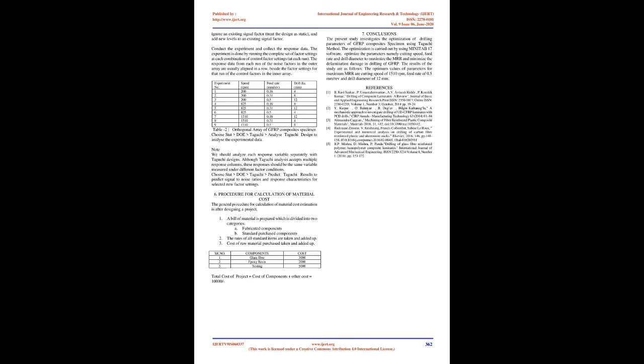The present study investigates the optimization of drilling parameters of GFRP composite specimens using the Taguchi method. The optimization is carried out by using Minitab 17 software. The parameters, namely cutting speed, feed rate, and drill diameter, are optimized to maximize the MRR and minimize the delamination damage in drilling of GFRP. The results of the study are as follows. The optimum values of parameters for maximum MRR are a cutting speed of 1510 rpm, a feed rate of 0.5 mm/rev and a drill diameter of 12 mm.